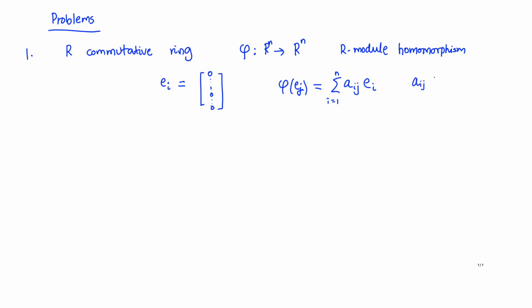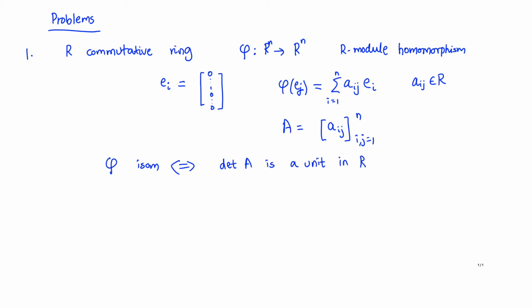Now the a_ij's are some elements of the ring R, and recall this is how we associate a matrix to a homomorphism. So the homomorphism phi corresponds to the matrix A. Recall also that we talked about this in the lectures: that this map phi is an isomorphism or an automorphism of R^n is the same as saying that the matrix A has determinant which is a unit in the ring R. This was special for commutative rings.